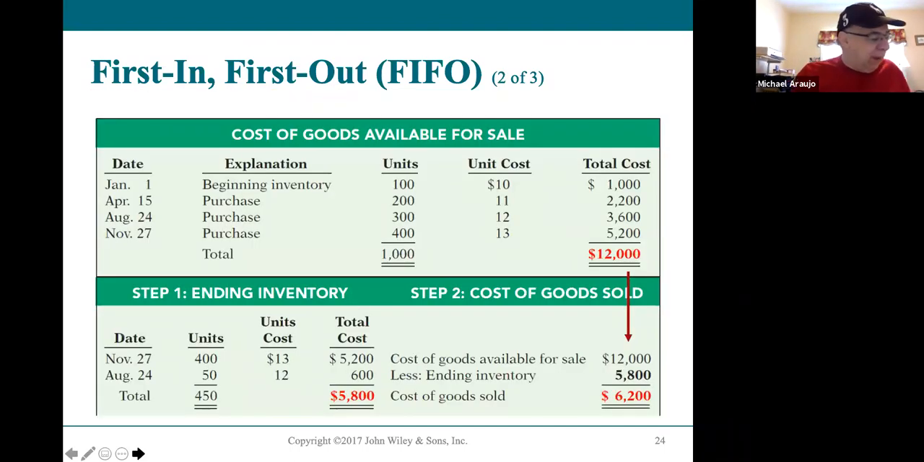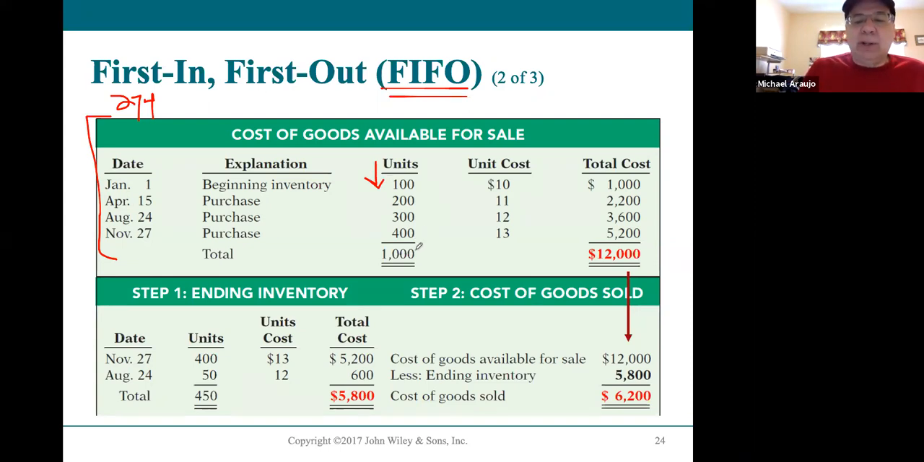So under the FIFO method, if you're in the book, now we're on page 274. If you want to go to 274, you'll see this table. The inventory table is the exact same as the one I went over with you in detail, which is why I went over it in detail, so you can understand it. And here we're using FIFO. FIFO means the first ones in are the first ones out.